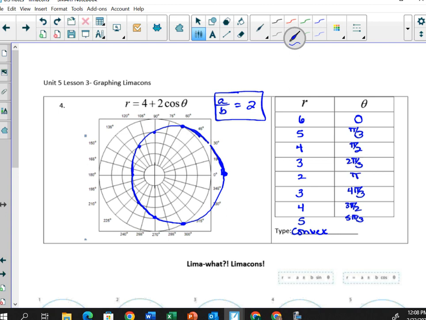So guys, those are your 4 types of limacons. So look at the A over B. What was the A over B when we had inner loops? 1/3, less than 1, right? What was it for cardioid? Equal to 1. What about dimple? Between 1 and 2, yeah, and then convex was 2. So the rule is 2 or bigger.